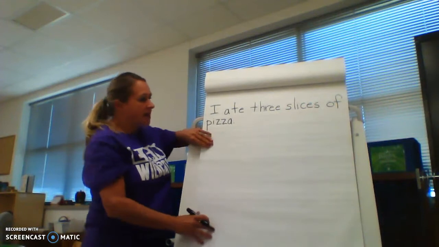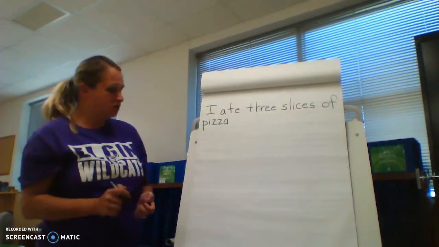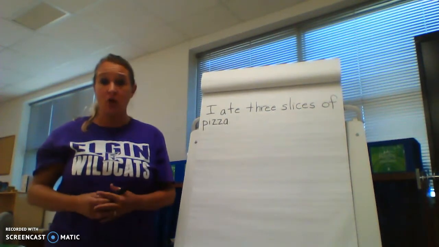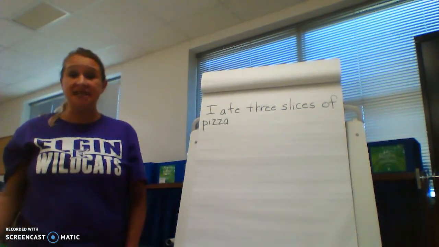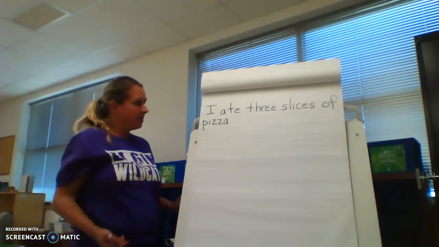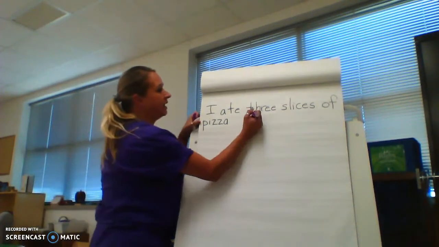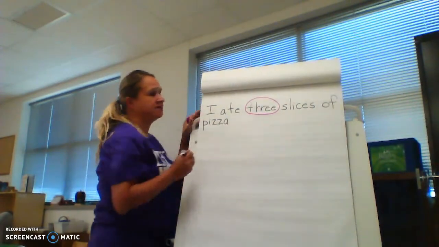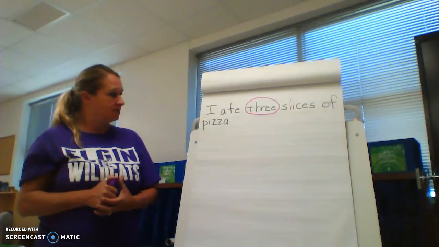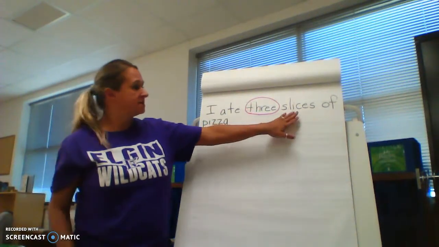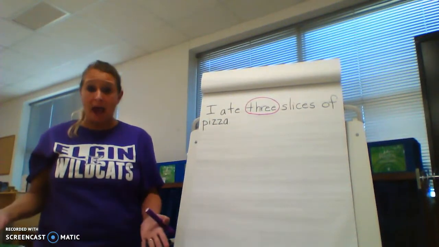Okay, now I want you to look at that sentence and ask yourself, what is the adjective for quantity? How many pieces did I eat? How many slices? If you said 3, you are correct. I ate 3 slices of pizza. You can circle your adjective or you can underline the adjective in your sentence. I ate 3 slices of pizza. 3 is my adjective for quantity because it tells me how many, okay?